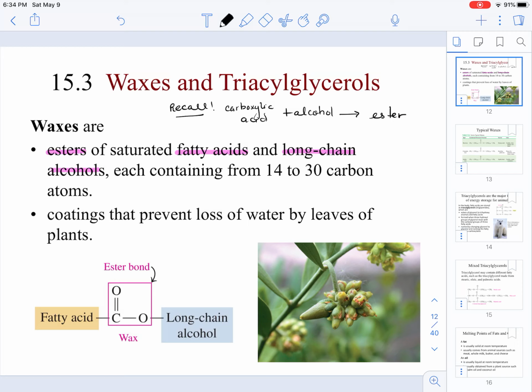Remember that we learned in chapter 14 that this is specifically done under acid catalysis, but in nature you have molecules that we're going to study in later chapters that are called enzymes that allow these reactions to occur. So waxes are important because they are part of coatings that prevent water loss, for example, in the leaves of plants.